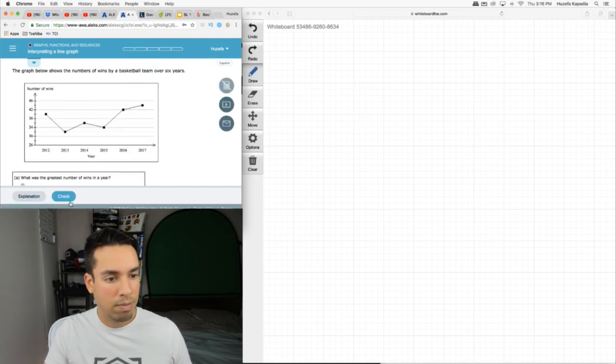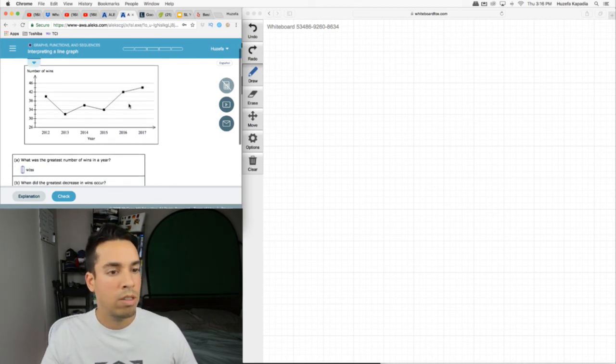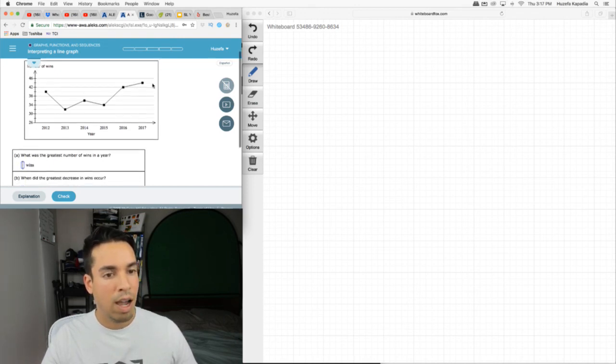Interpreting a line graph. The graph below shows the number of wins by a basketball team over 6 years. So this is in 2012, 2013, 14, 15, 16, and 17. What was the greatest number of wins in the year? That would simply correspond with the highest point up here, which looks like happened in 2017. And how many wins do they have?